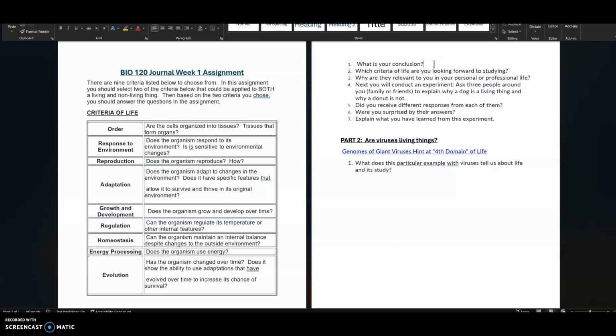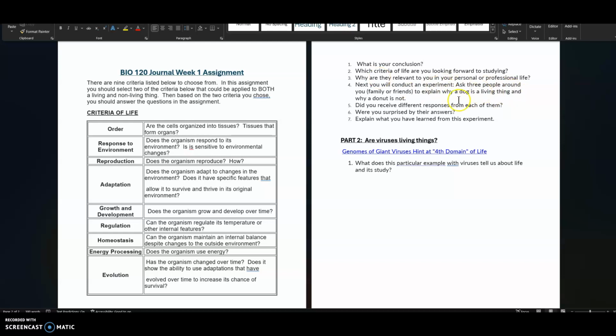So in your conclusion, you would want to talk about what 2 criteria you chose, what living and non-living thing you chose, and how that criteria applies to them both. And then these other ones are more questions about you. Like, which of these criteria are you most looking forward to studying? Why is that particular criteria relevant to your personal or your professional life, like your career?